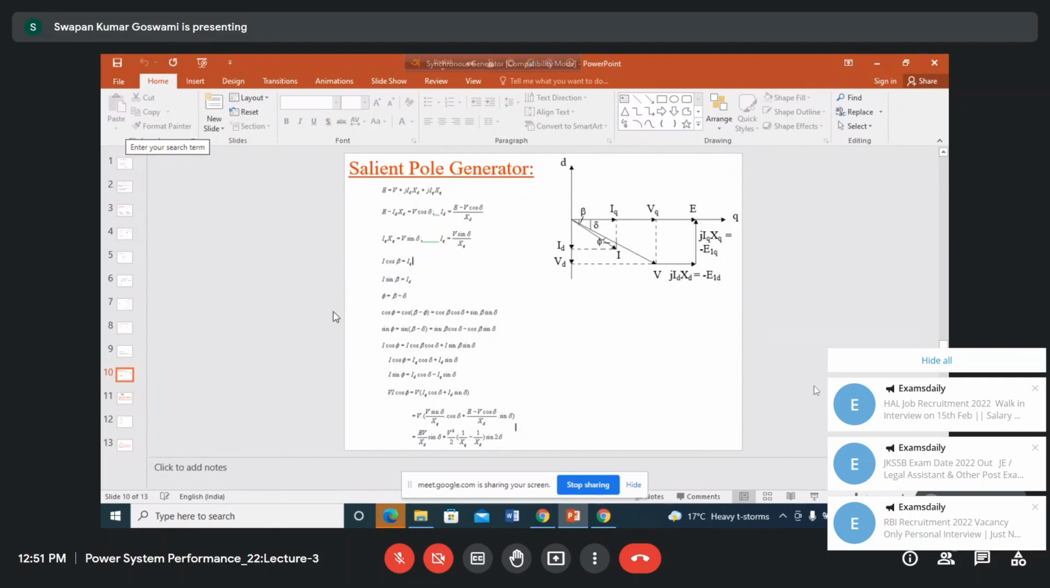So with this, let us discuss the phasor diagram of the salient pole machine. Say this is the direct axis, written D, and 90 degrees from this is the quadrature axis.